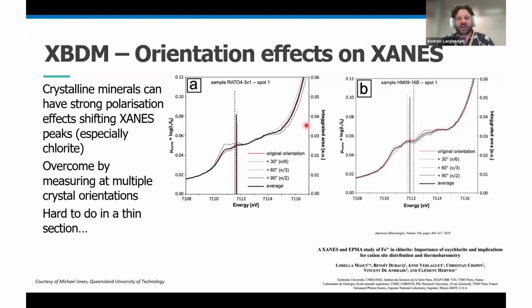So in certain minerals that are strongly oriented, you can get polarization effects from the mineral. You can get crystallographic influences on your XANES spectrum, which means that the XANES peaks that you get out of your data can be shifted around. This means that you're not as accurate when you study these if you don't account for this. So Michael Jones and Christoph Schrank have been working a lot on this particular problem, trying to understand how you can solve for this. And they're over at QUT.